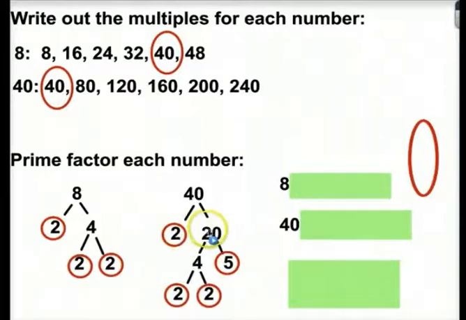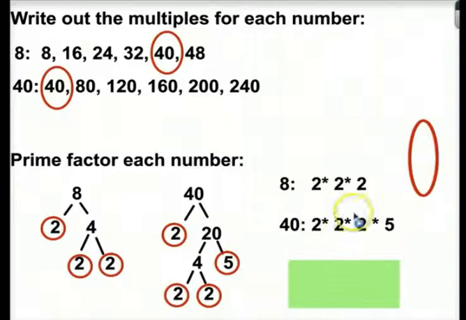So 2 times 20 is 40. 20 is 4 times 5. 2 is prime, 5 is prime, 4 is not. 4 is 2 times 2. So I have 2 times 2 times 2 times 5 for my prime numbers. After you get the prime factors, you then list the prime factors that you have for 8, and you list the prime factors that you have for 40.